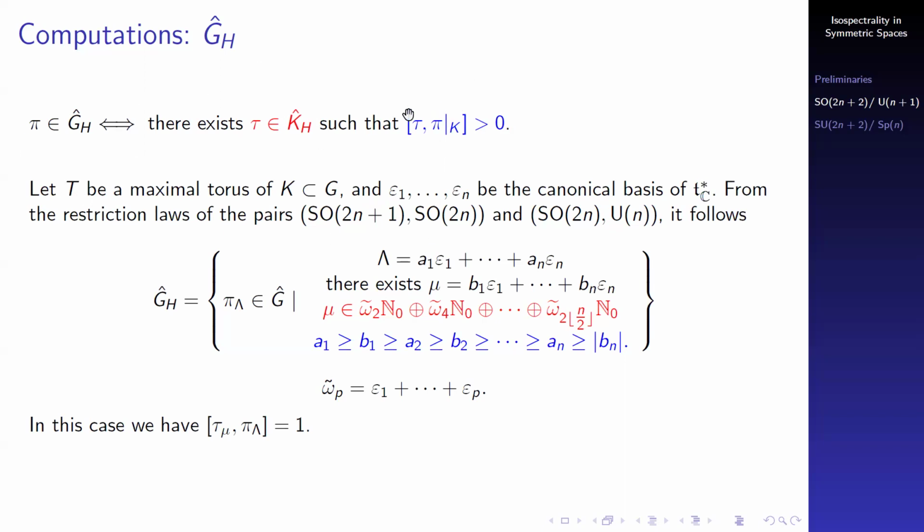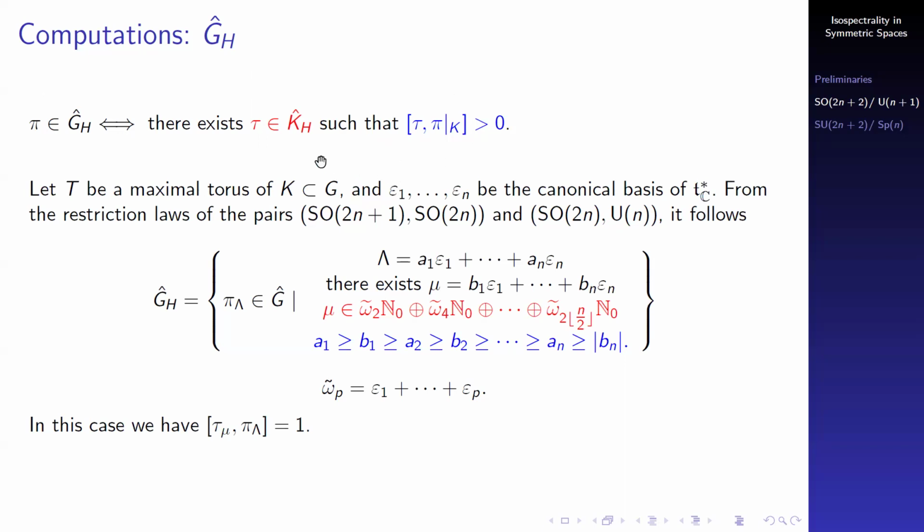So there exists a representation tau, an irreducible representation with fixed vectors in H. So P is spherical in GH if and only if there exists an irreducible representation tau with fixed vectors in H such that tau appears in the decomposition of P restricted to K.